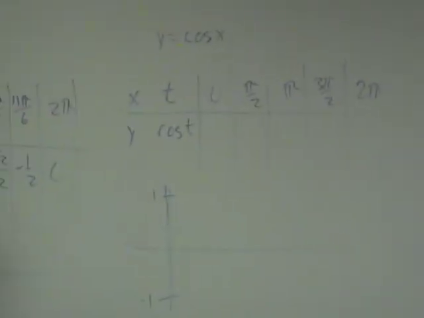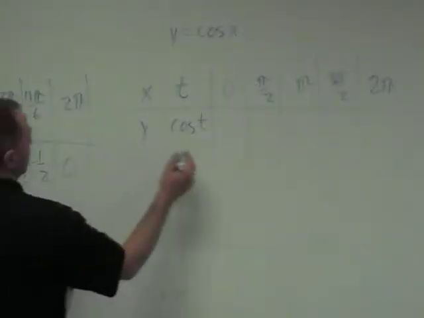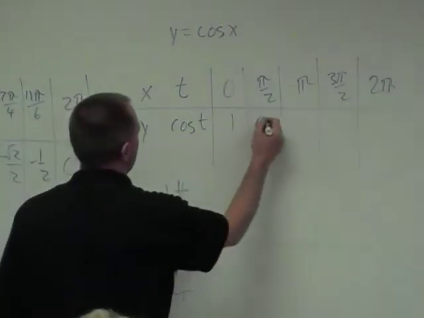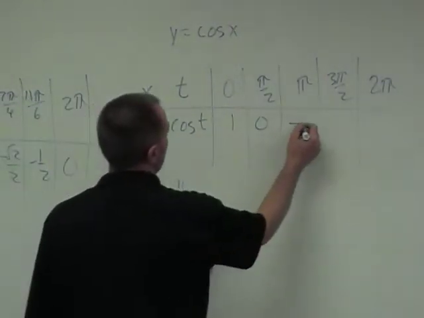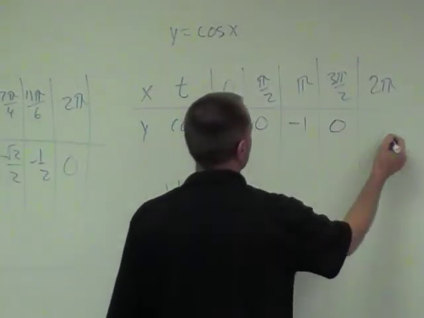So, at t being 0, what is the cosine? Cosine is just the x value of your coordinate. So when t is 0, what is the x coordinate there? The x coordinate is 1. At pi over 2, everybody watch. At pi over 2, what's the x coordinate there? 0. At pi, what's the x coordinate? Negative 1. At 3 pi over 2, what's the x coordinate? 0. And at 2 pi, we're back to 1.